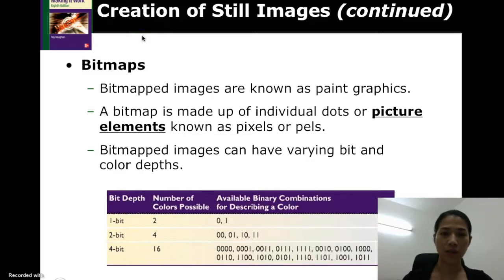So let's look at the table. If we know the bit depth, then we will know the number of colors possible in your palette. For instance, if you have 1 bit, which means 2 power 1 is 2, you have a combination of either 1 or 0 in binary. Then if you have 2 bits, which means 2 power 2, you have 4 possible colors. So it's either 0 0, 0 1, 1 0 or 1 1. If you have 4 bits, 2 power 4 is 16 possible colors. So you will start with 0 0 0 0 until 1 1 1 1.